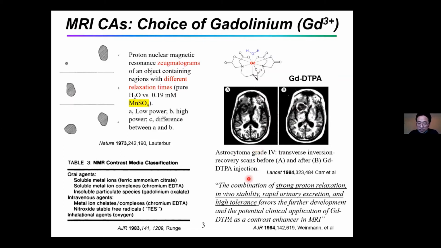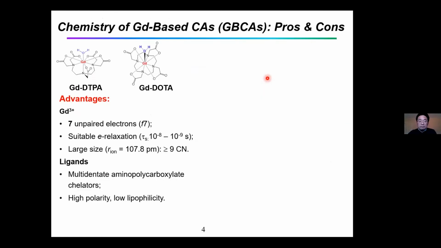And in the summary, the group of scientists at Schering, nowadays Bayer, in Germany, pointed out that the strong proton relaxation, in vivo stability, rapid excretion, and high tolerance, all those properties together make gadolinium DTPA the most favorable candidate in those early days. Okay, and if I'm a chemist, from a chemistry perspective, this is quite an obvious choice, for the following reasons.